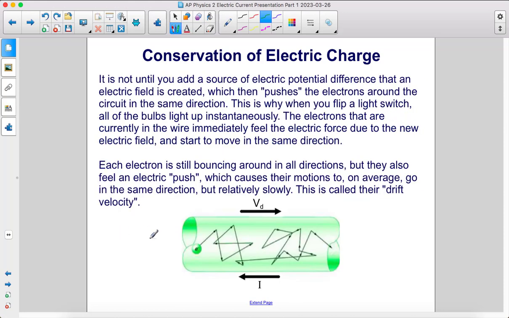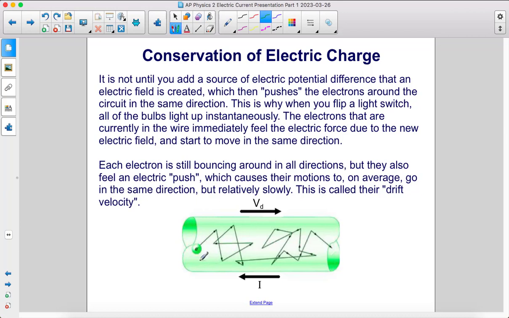It is not until you add a source of electric potential difference that an electric field is created, which then pushes the electrons around the circuit in the same direction. This is why when you flip a light switch, all of the bulbs light up instantaneously. The electrons that are currently in the wire immediately feel the electric force due to the new electric field and start to move in the same direction.